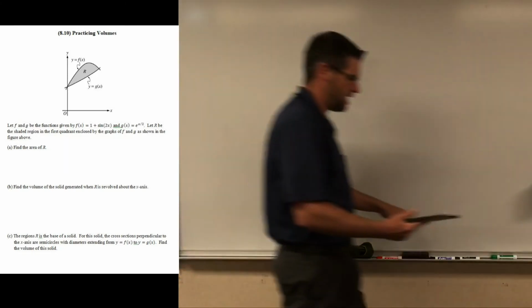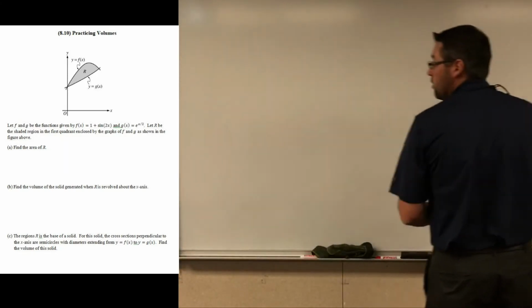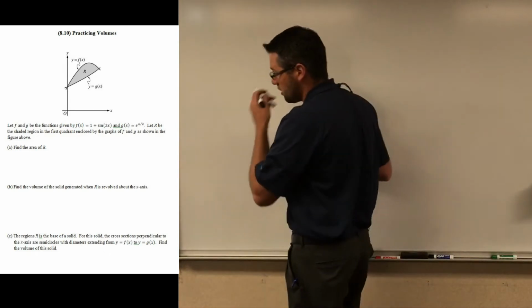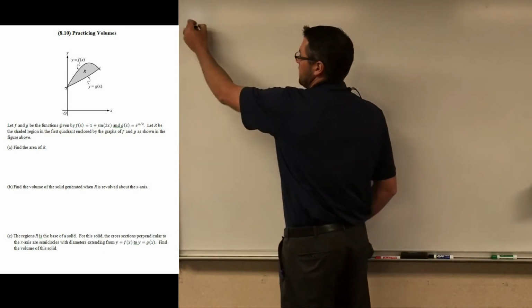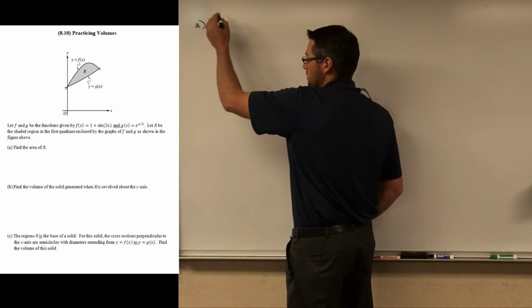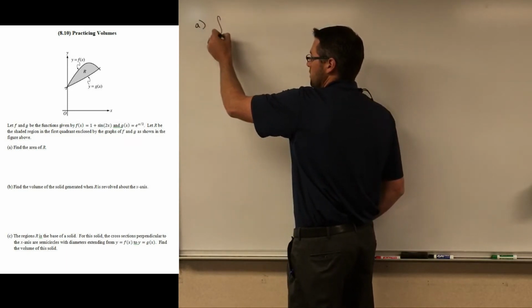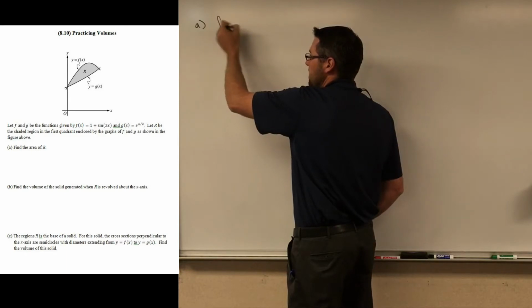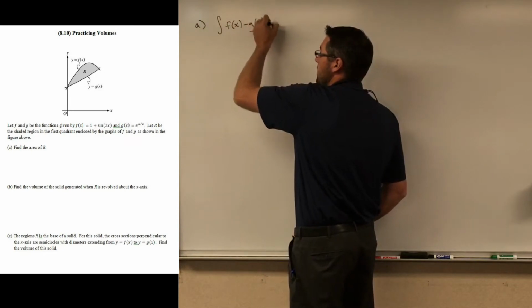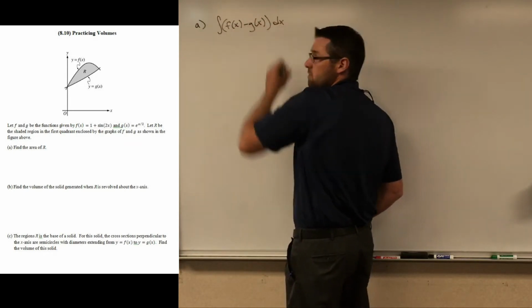Okay, part A, we're looking for the area of the region R. So, what's the setup? The integral from 0 to where they intersect. But give me the integrand first. It's going to be f of x minus g of x, and then dx, right? You guys okay with that?